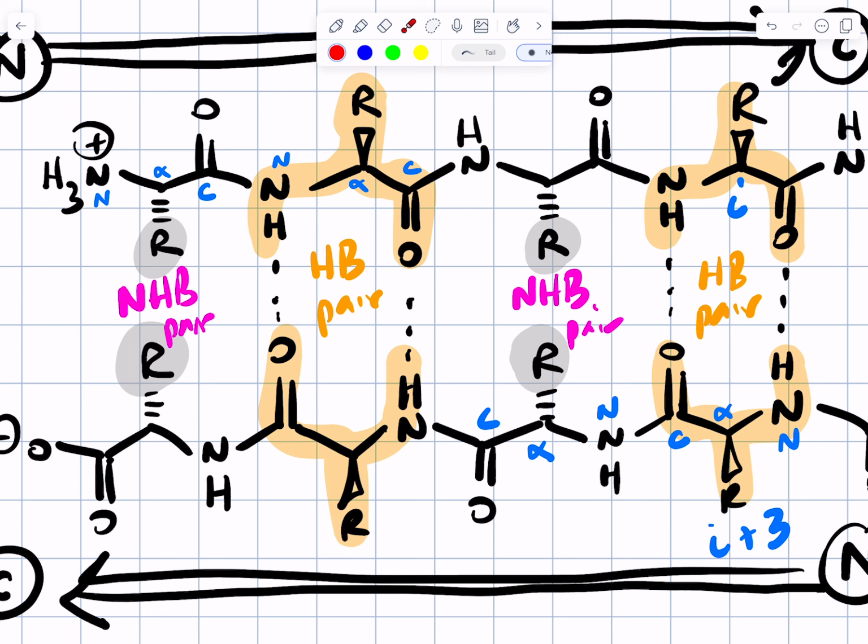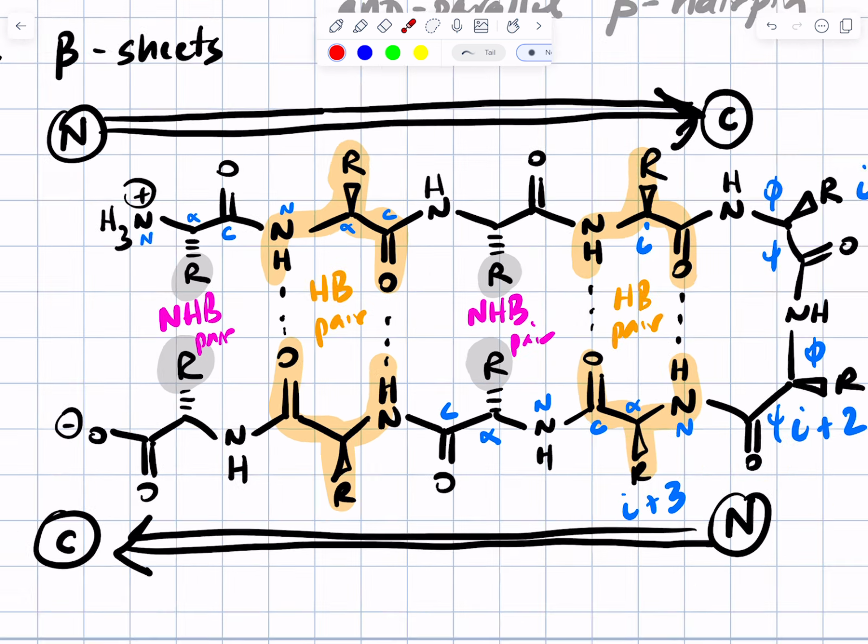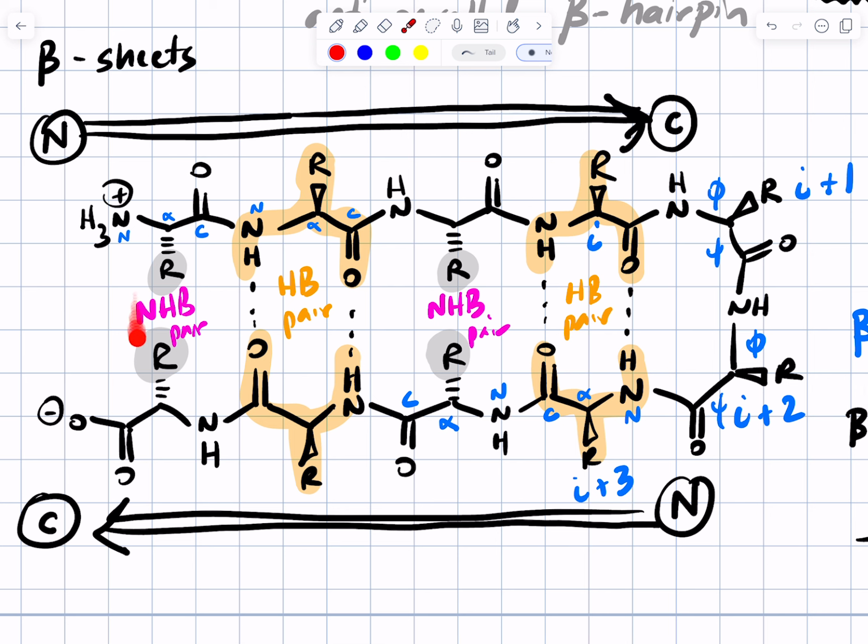Now, because of the zigzag pattern, you can see the next amino acid, the carbonyl, NH, and CO are oriented on opposite sides of the strand. They're pointing away from each other. So that's a non-hydrogen bound pair. And in this anti-parallel beta sheet, you've got alternating non-hydrogen bound, hydrogen bound, non-hydrogen bound, hydrogen bound.